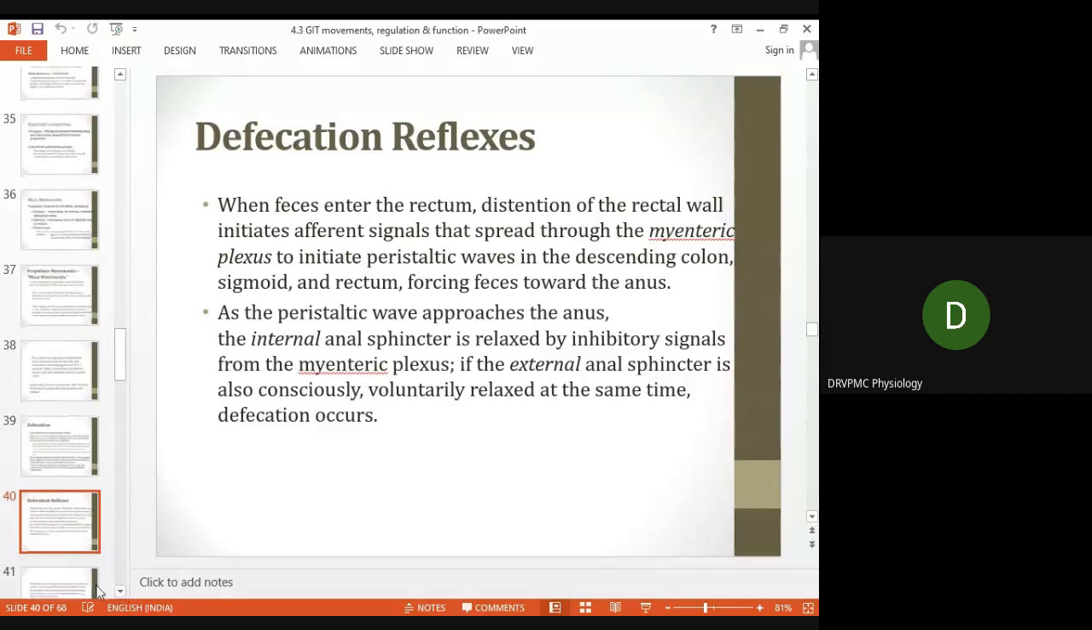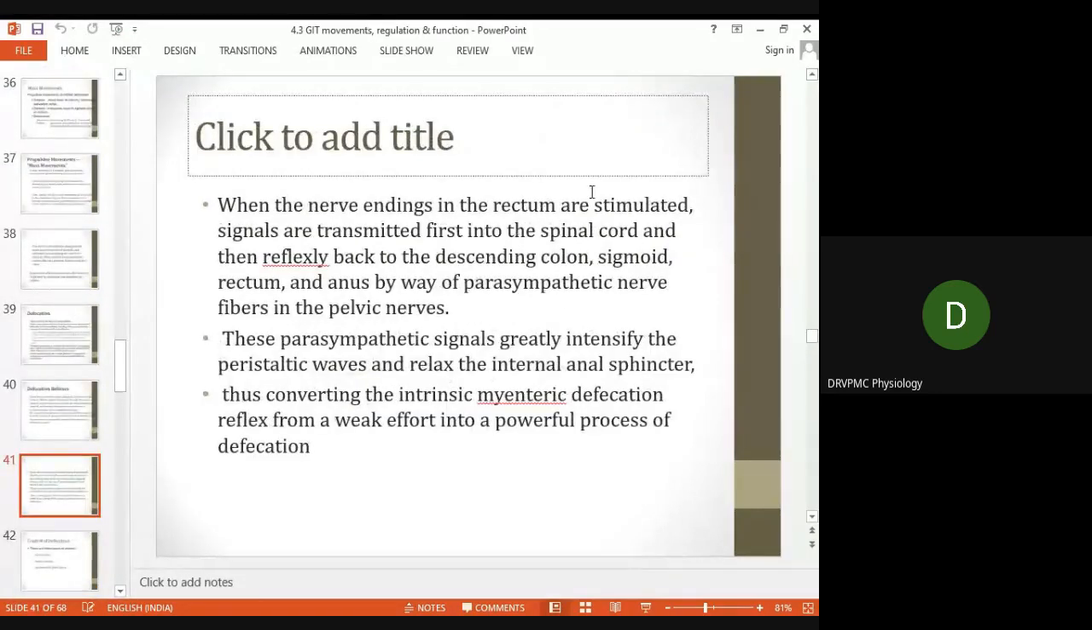When the nerve endings in the rectum are stimulated, signals are transmitted first into the spinal cord and then reflexly back to the descending colon. So if the rectum is full, the signal will be transmitted first to the spinal cord and then back to the descending colon, sigmoid, rectum and anus by way of parasympathetic nerve fibers in the pelvic nerves. These parasympathetic signals greatly intensify the peristaltic waves and relax the internal anal sphincter, thus converting the intrinsic myenteric defecation reflex from a weak effort into a powerful process of defecation.